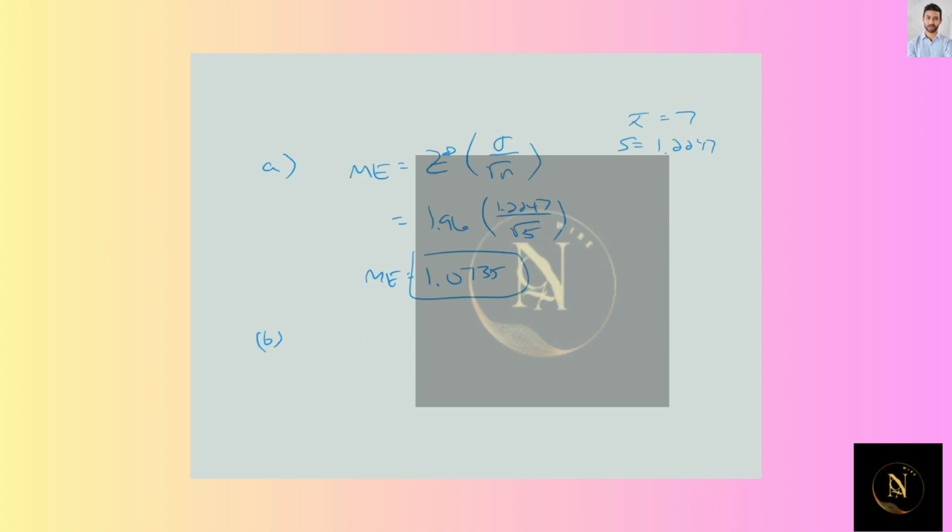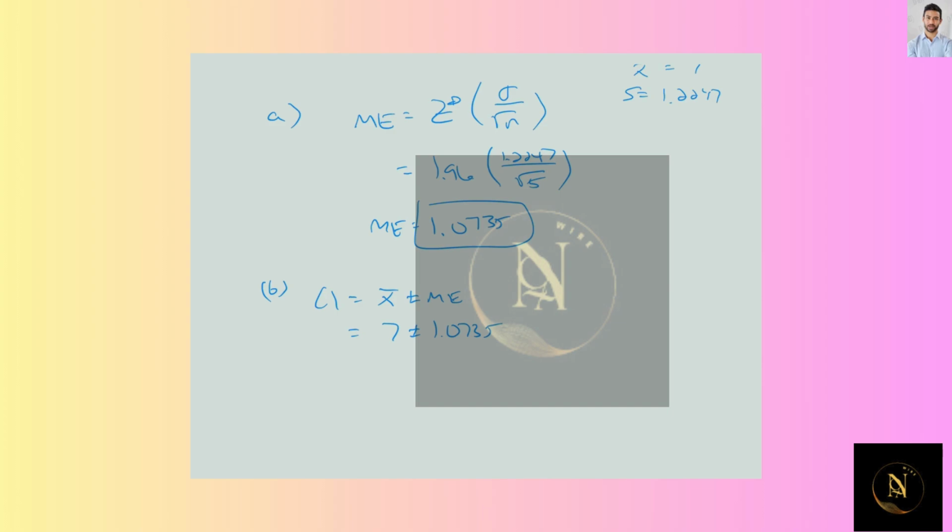And so our 95% confidence interval, which is the sample mean plus or minus the margin of error. And so that would be 7 plus or minus 1.0735. And so 7 minus 1.0735 is 5.9265, and the upper boundary would be 8.0735.